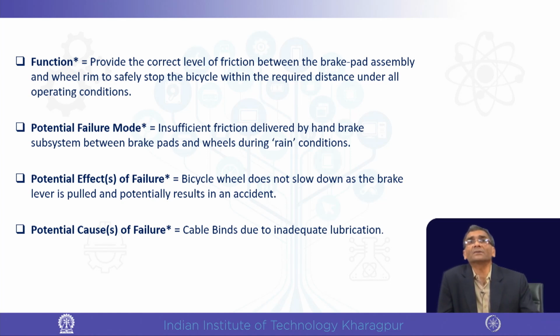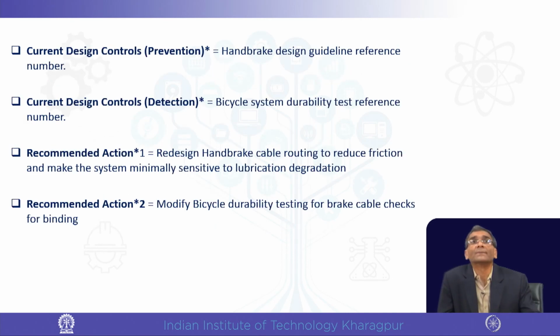Potential cause of failure: cable binds due to inadequate lubrication. Current design control prevention: handbrake design guidelines, reference number given. Current design control detection: bicycle system durability test, reference number. So, those are the reference numbers from which this detailed information will be put in.